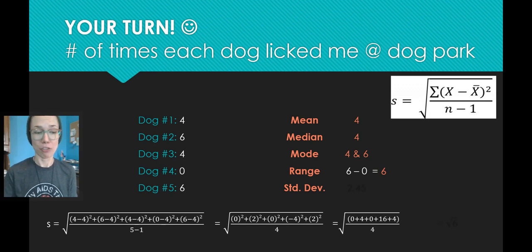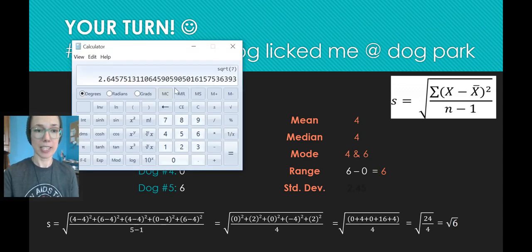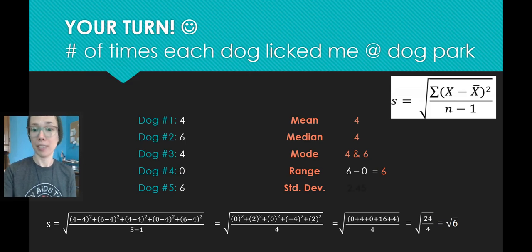Now I just have to follow the directions of sigma, add it all up. I end up with 24 divided by 4. When I take 24 divided by 4, I get 6. And when I take the square root of 6, I end up with this big calculation. So hopefully you have also rounded your answer to 2.45. The standard deviation here, 2.45.